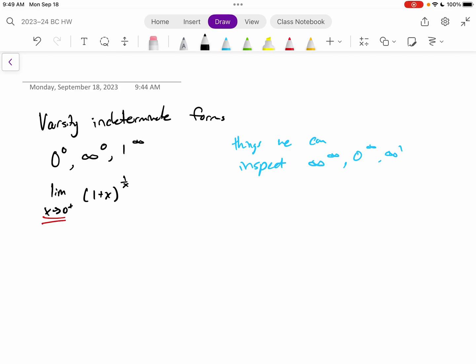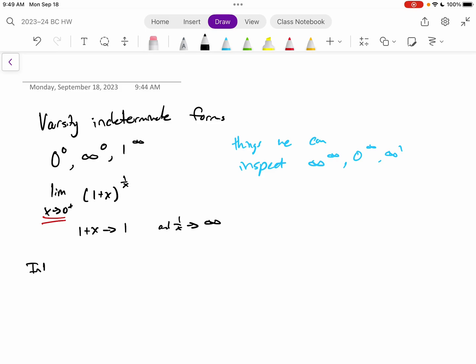So, why is this one of those forms? Well, as x approaches 0, 1 plus x of course goes to 1, and 1 over x goes to infinity. So it's that rightmost flavor, 1 to the infinity, that we're going to need to address.